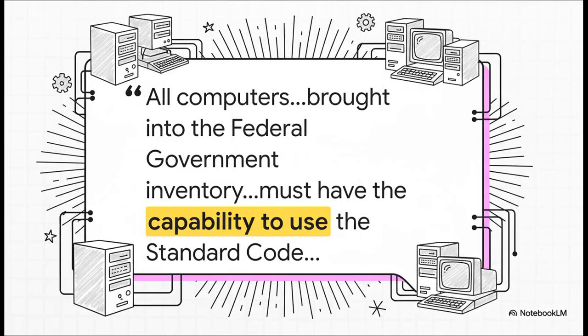And this is the moment it all became official. In 1968, President Lyndon B. Johnson issued a memorandum that basically said any computer bought by the federal government had to support ASCII. That government backing was the push the industry needed, and it forced everyone to adopt the standard.